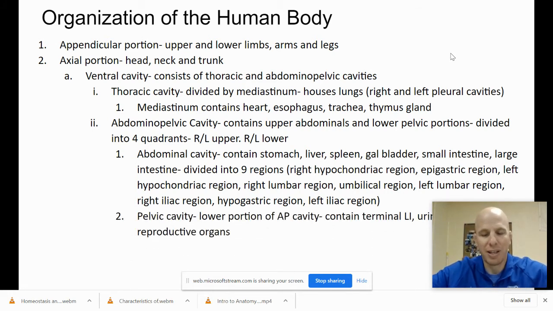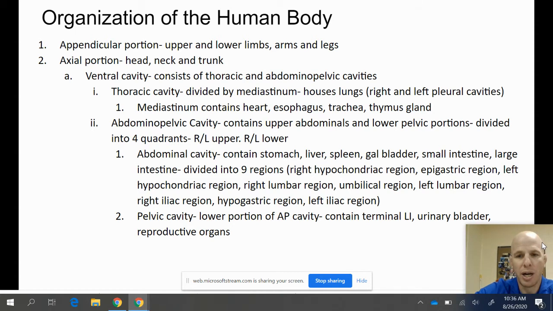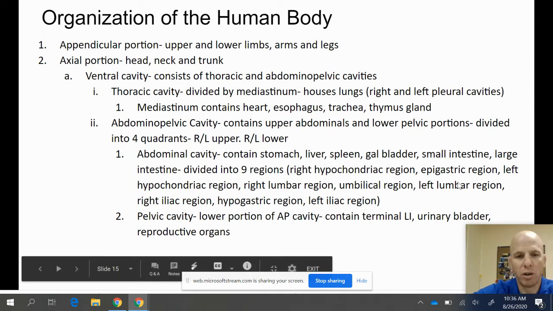The pelvic cavity is the lower part. So the pelvic cavity is going to contain our reproductive organs, our urinary bladder, and the lower portion of our large intestine.